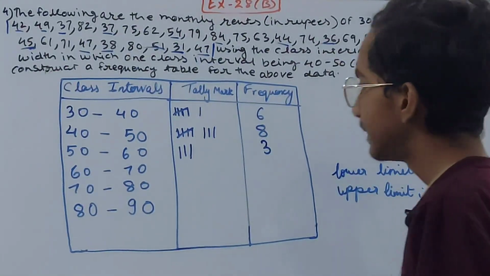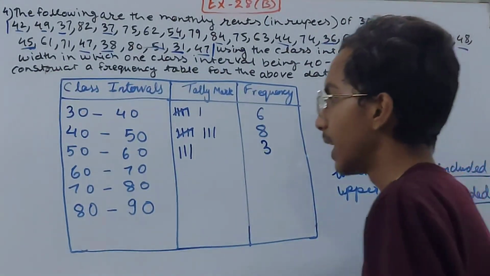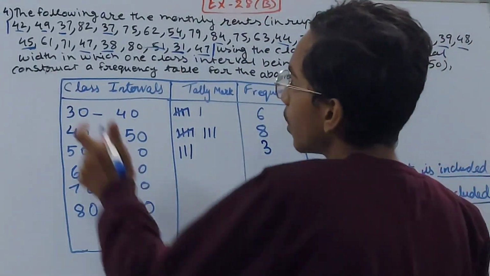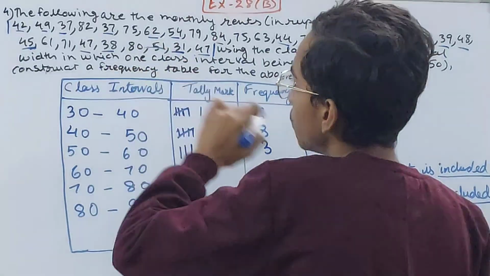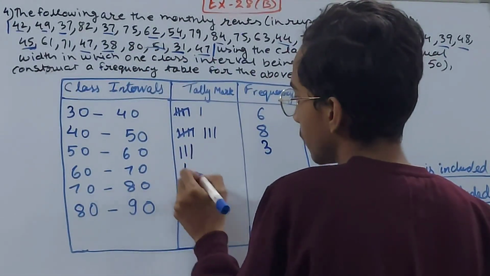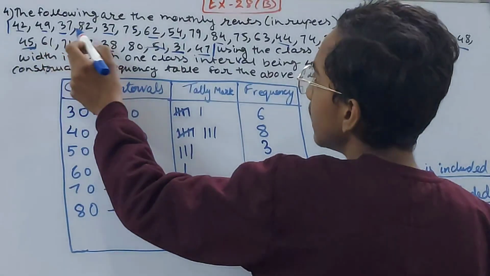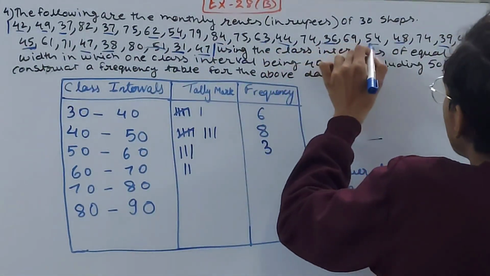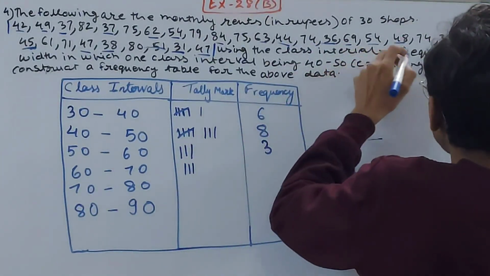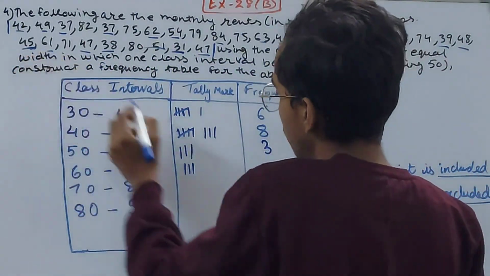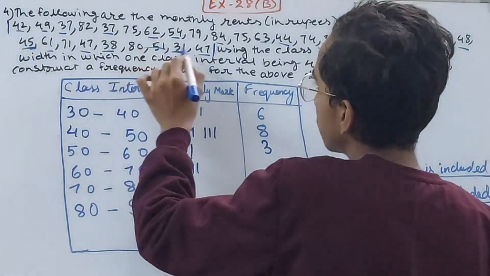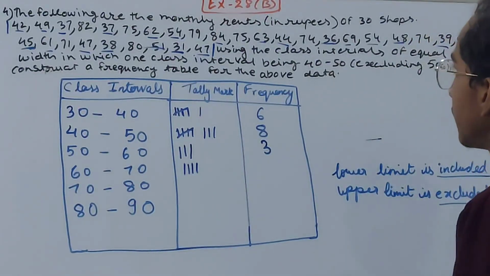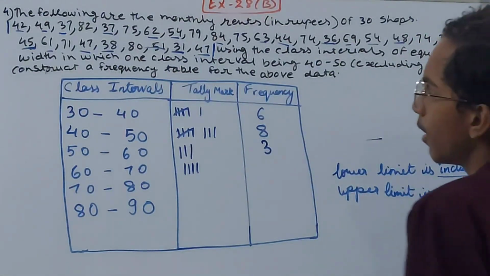So 3 will become the frequency of this class. Then 60 to 70, so 60 to 70 means lower limit included, upper limit excluded. 60 to 69 values will be taken here. So we will be having, look, first here 62, 1, okay, and then you have 63, so 2, then you have got 69, so 3, and then you have got 61, so 4, and then you have got nothing else, right? So the frequency here for this class interval will become 4, okay.